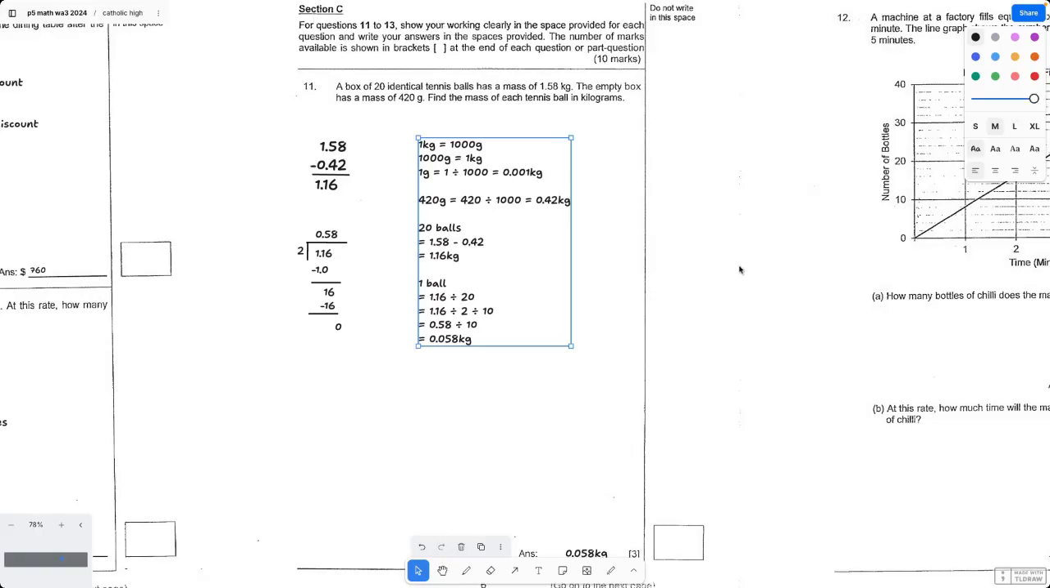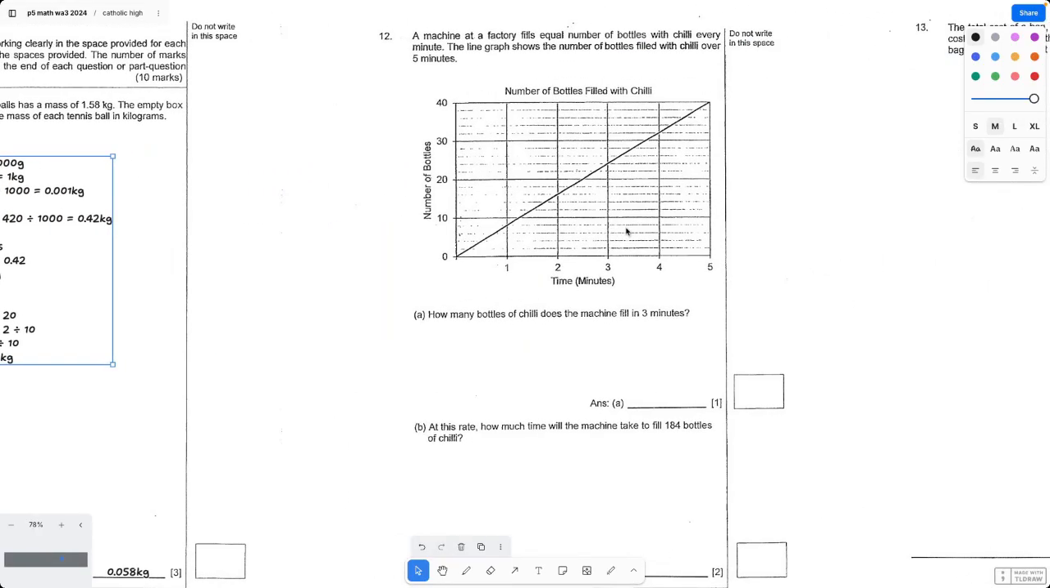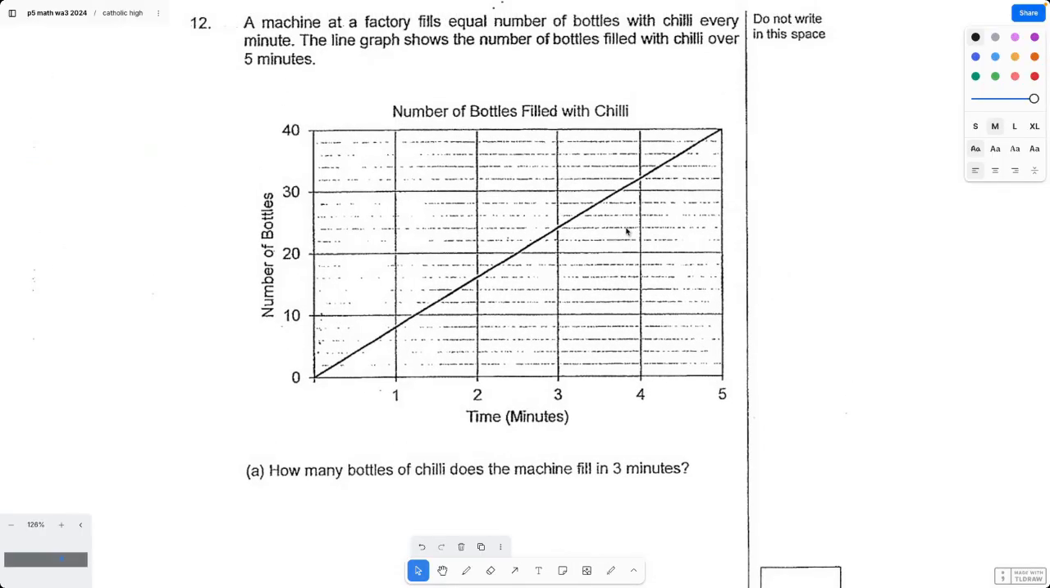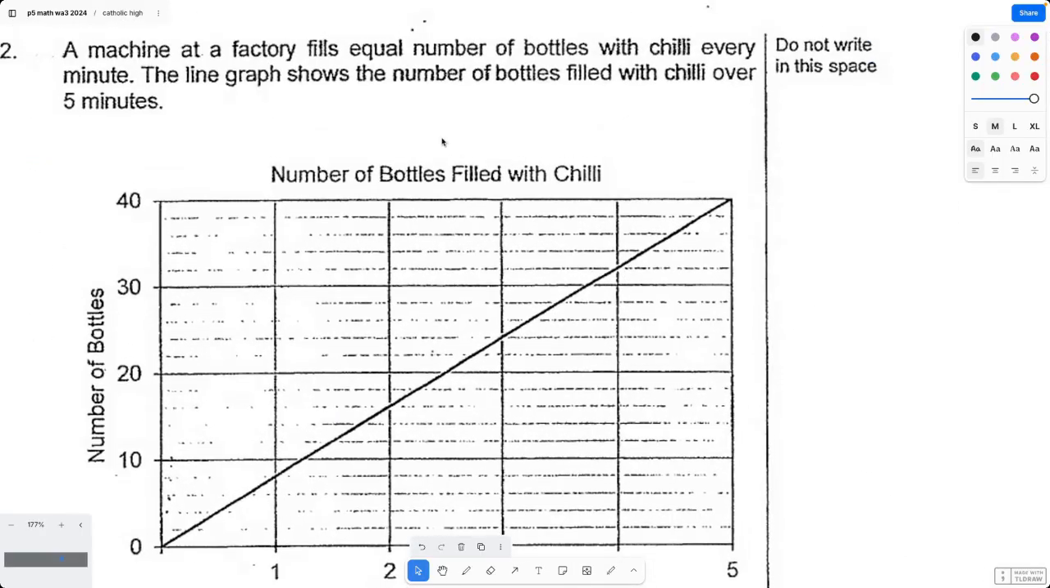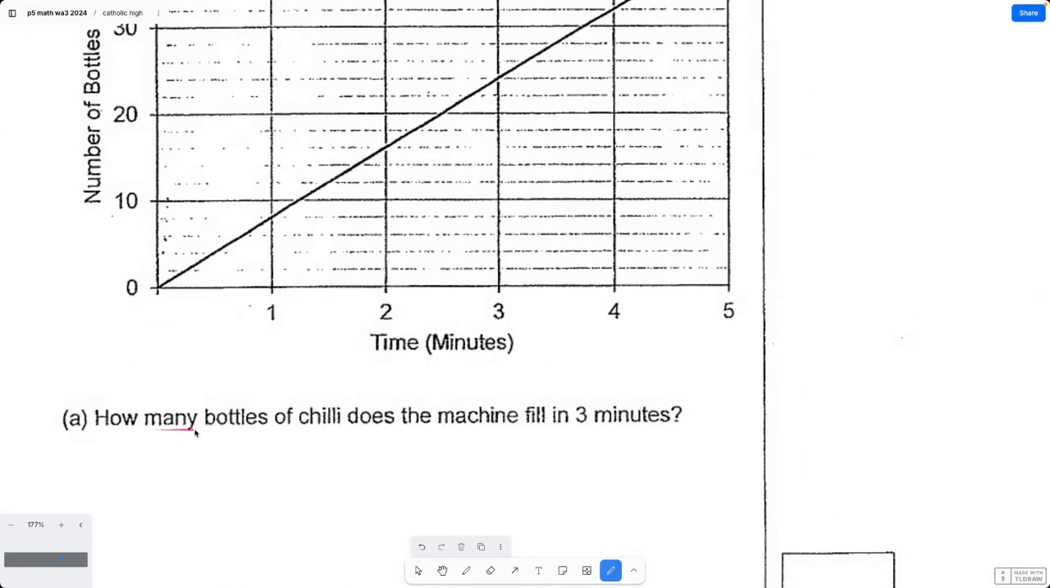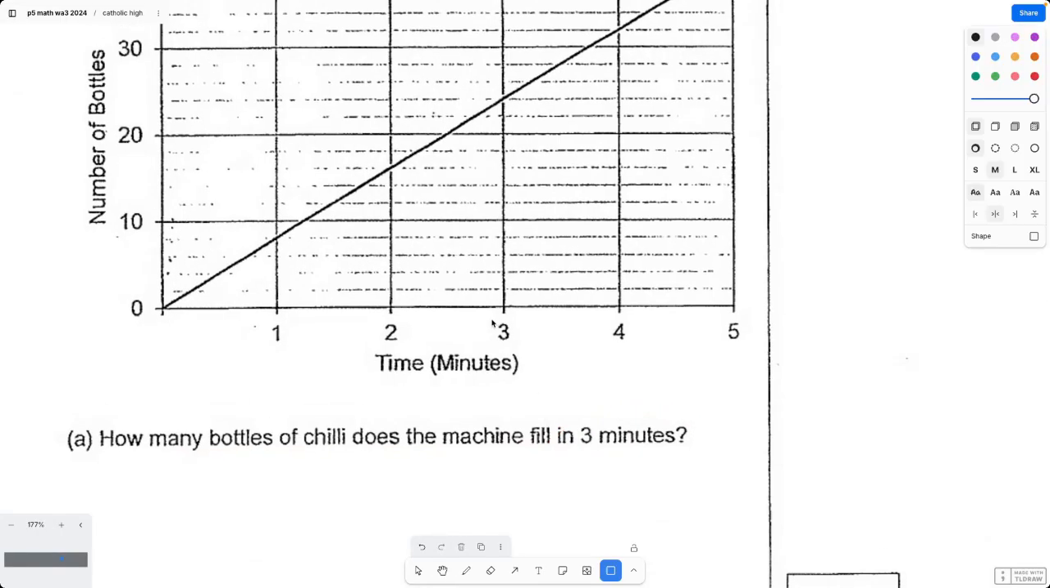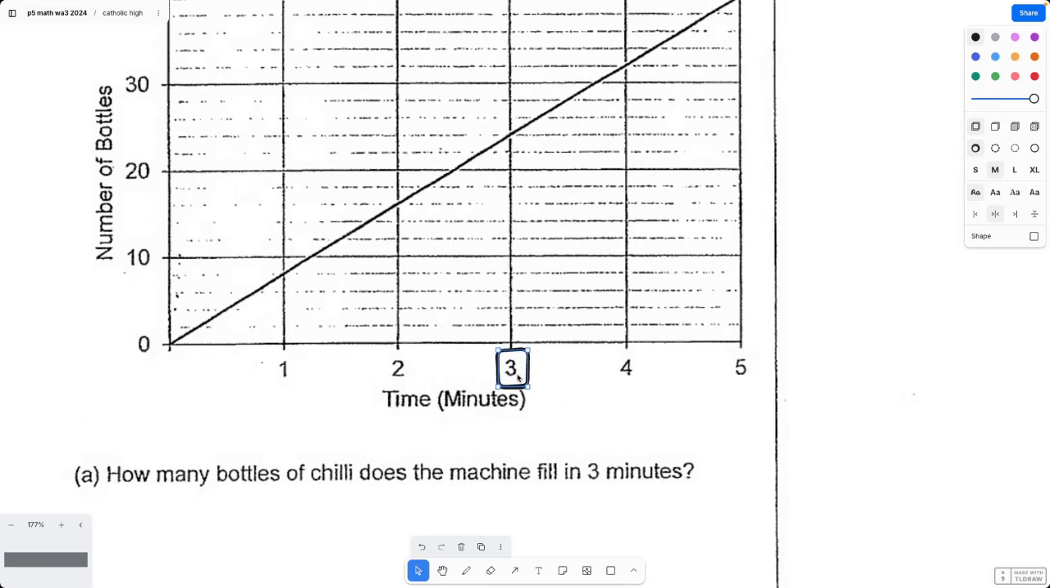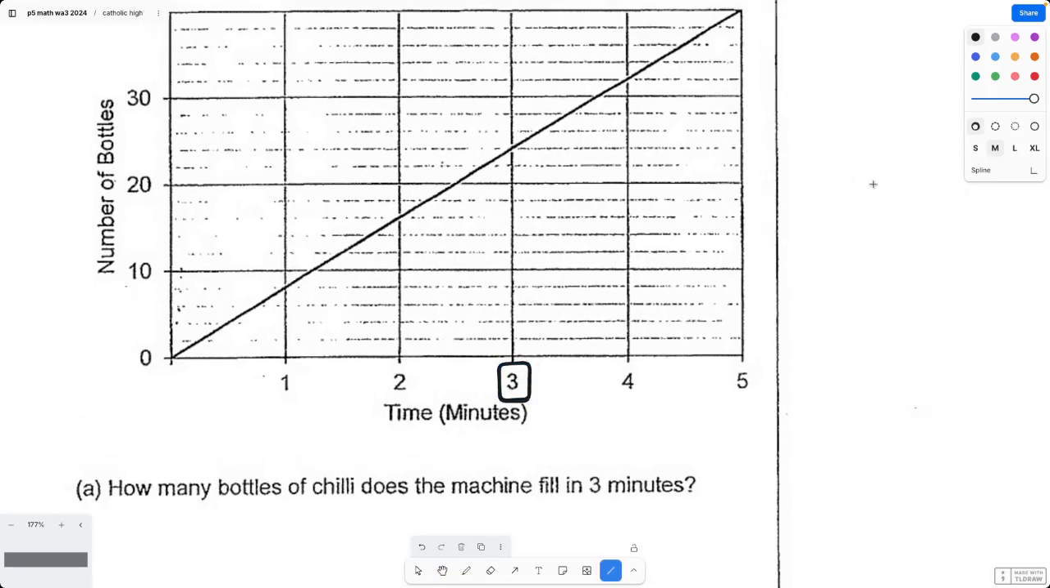Okay, let's move on to the next question. Question 12 says a machine at a factory fills an equal number of bottles with chili every minute. The line graph shows the number of bottles filled with chili over 5 minutes. How many bottles of chili does the machine fill in 3 minutes? What we want to do is highlight number 3. Let me use the red line to point to the point at number 3 over here.